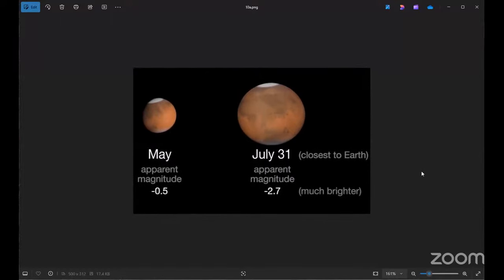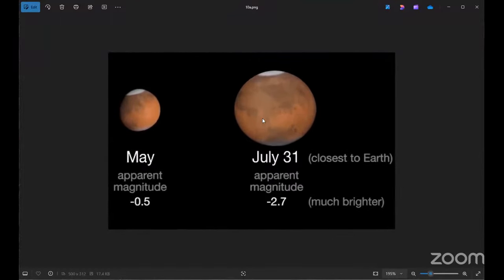Mars at opposition, like I said, is about 50% bigger. So this is from an opposition, I think the last time around. Not only is it bigger, it also gets brighter. The smaller the number, the brighter it is. So negative 0.5, that's its brightness level at opposition, negative 2.7.